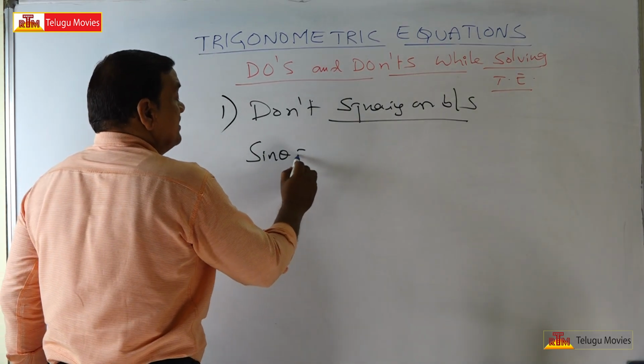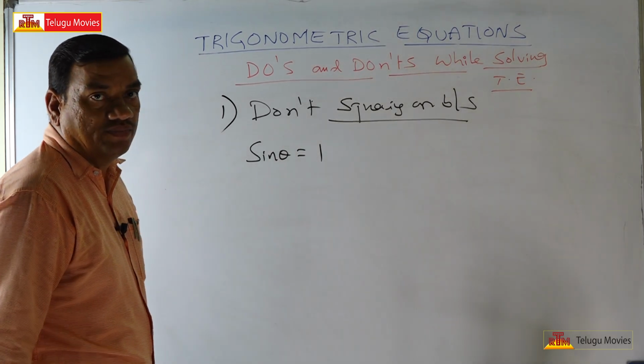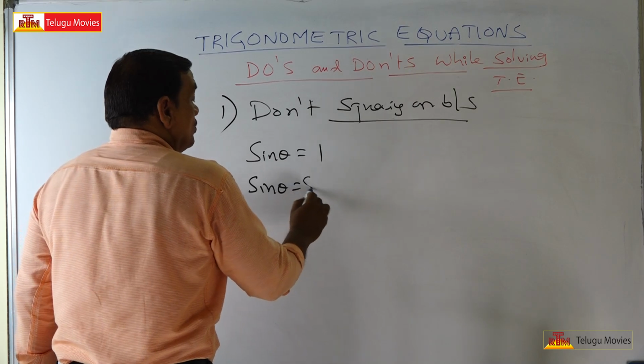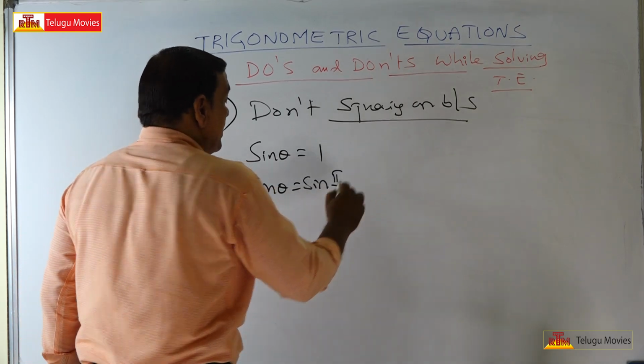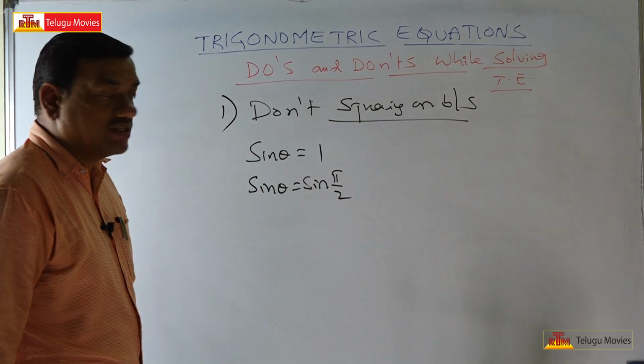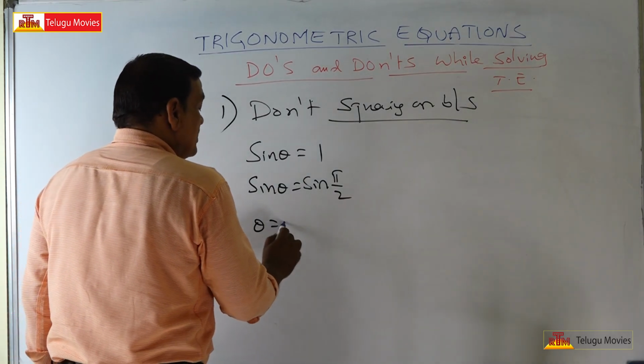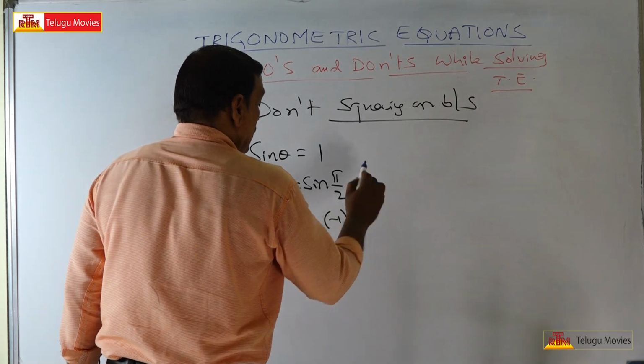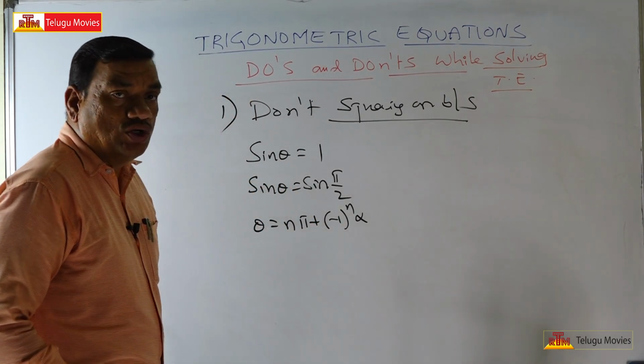For example, sin theta is equal to 1. Sin theta is equal to 1 means sin theta is equal to sin pi by 2. Then theta is equal to n pi plus minus 1 whole power n into alpha. So what solutions will you have?